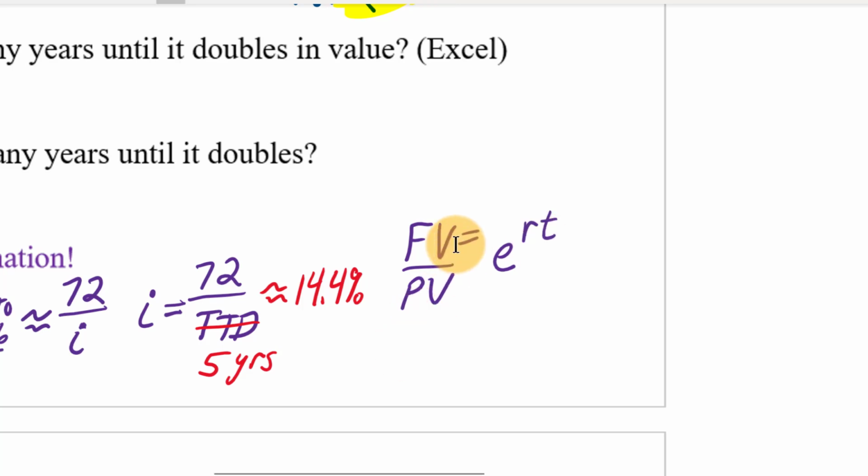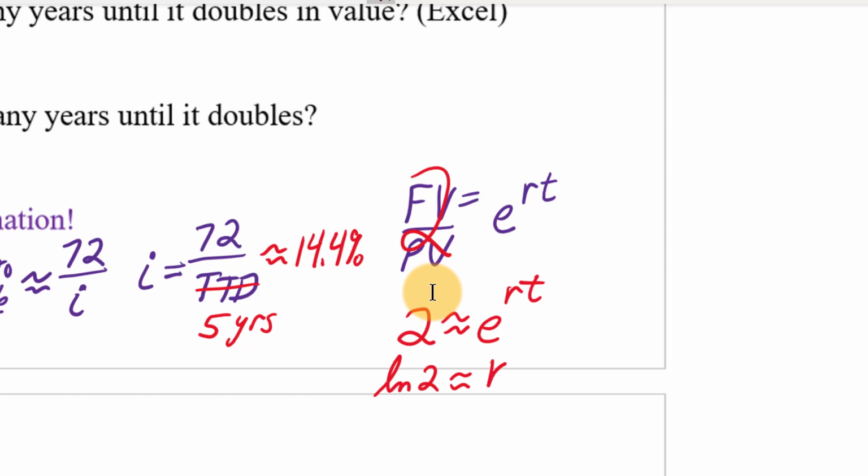But if our money's doubling, the future value divided by the present value is going to be about 2, right? So if 2 is about equal to e to the RT, let's take the natural log of both sides, and the natural log of 2 equals r times t. If we want to solve this for time, we divide by r, and there we go, where t is the approximate number of years. I know I've been using n before. What's the natural log of 2, you may ask? Well, the natural log of 2 is about 0.693.